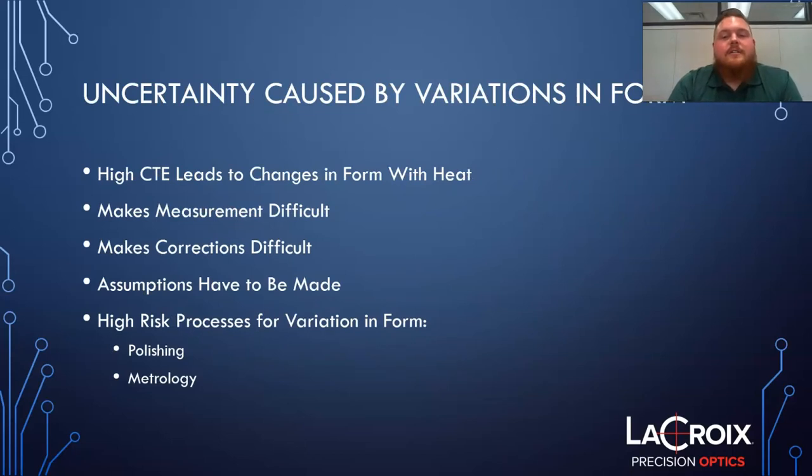Lastly, we have the uncertainty caused by variations in form. And what I'm getting at here is the metrology and correction uncertainty that we can have. So again, because these materials are so high expansion, during the polishing process, heat will be induced and it will be absorbed into the surface of the part.